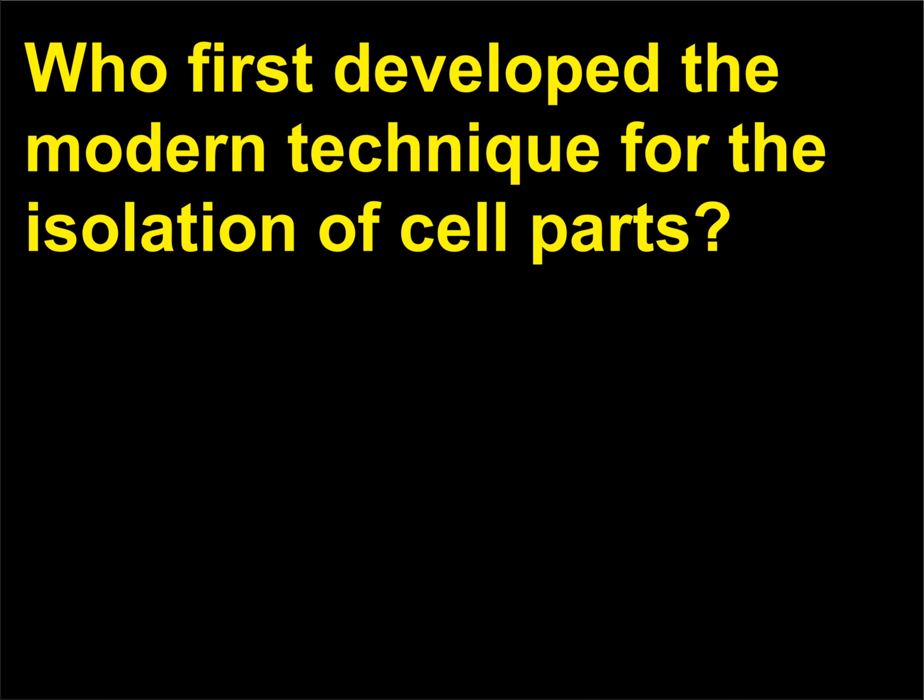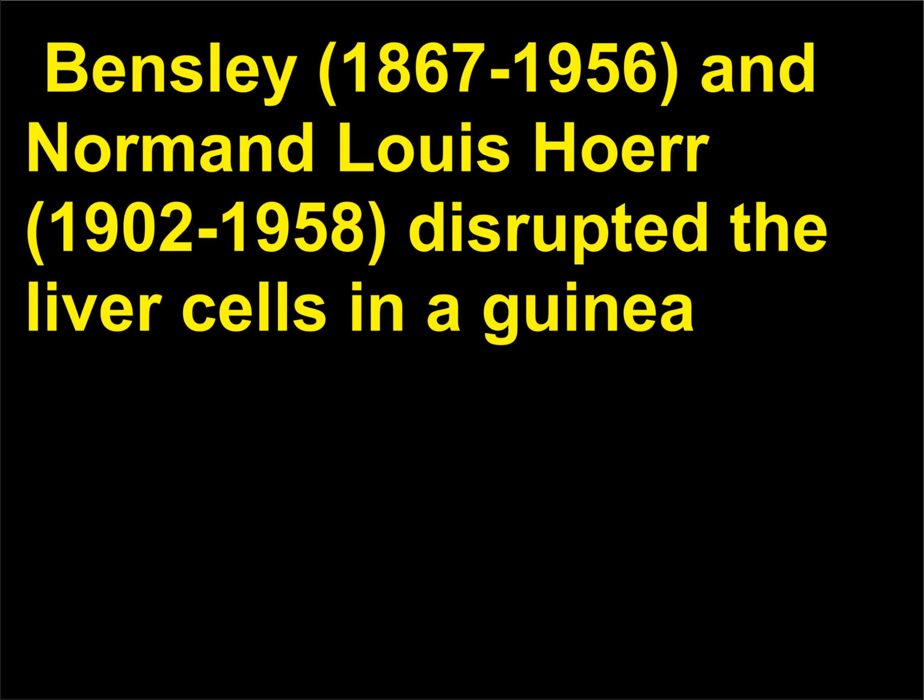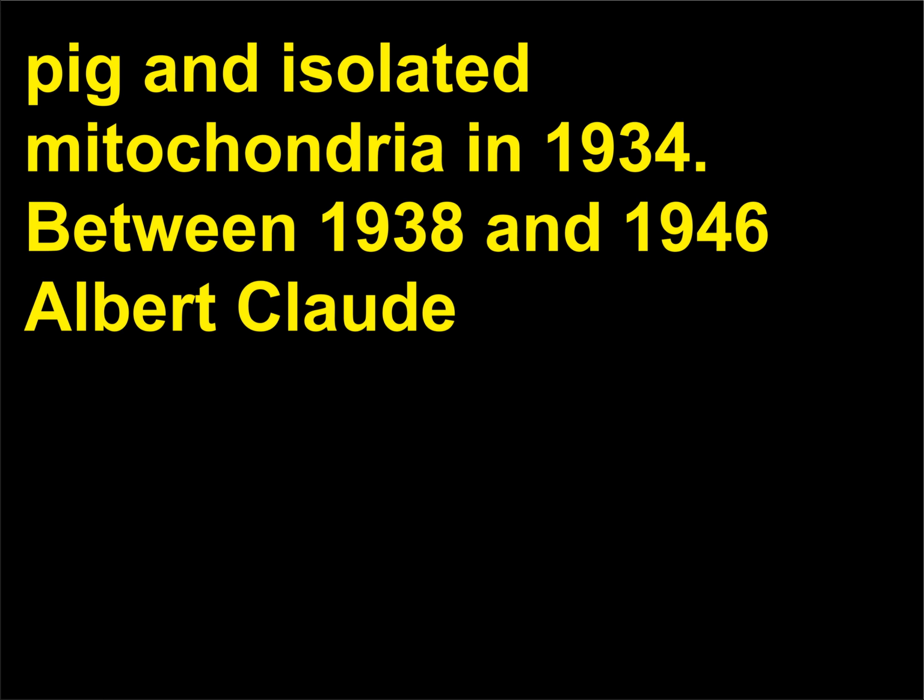Who first developed the modern technique for the isolation of cell parts? Robert R. Bensley, 1867–1956, and Normand Lewis Hoare, 1902–1958, disrupted the liver cells in a guinea pig and isolated mitochondria in 1934.